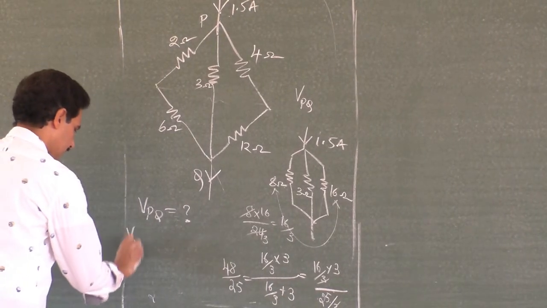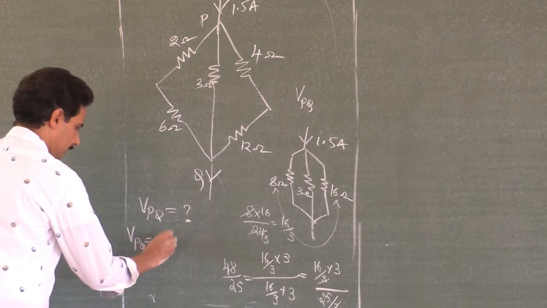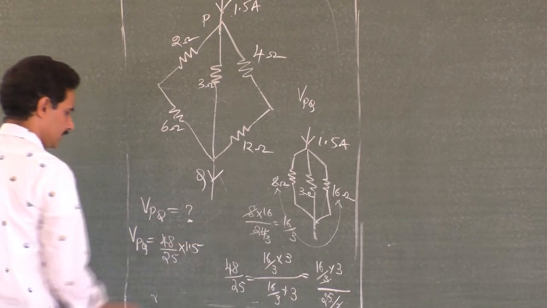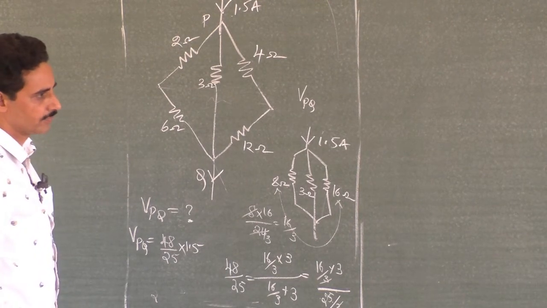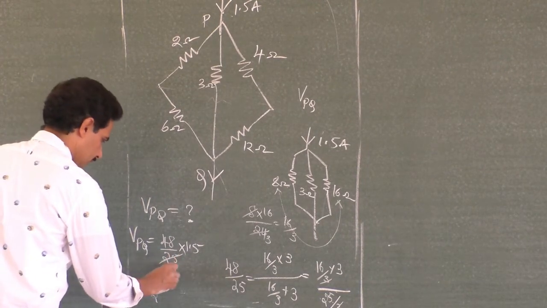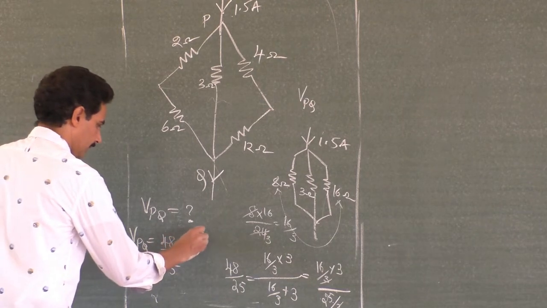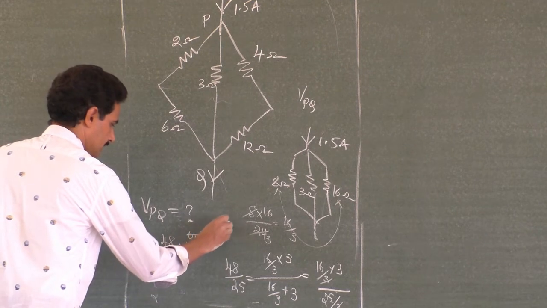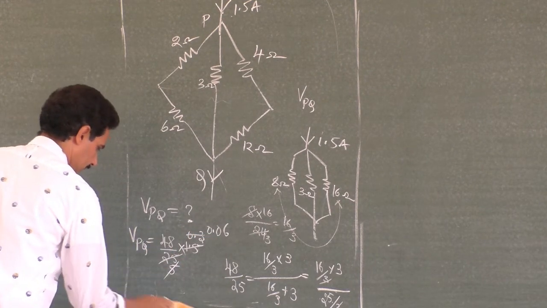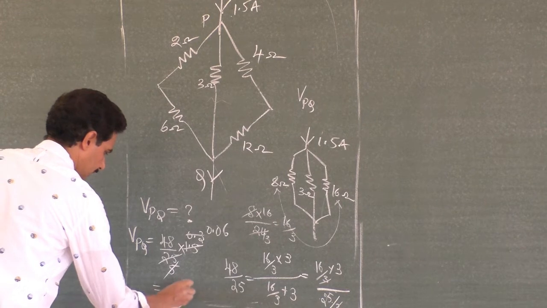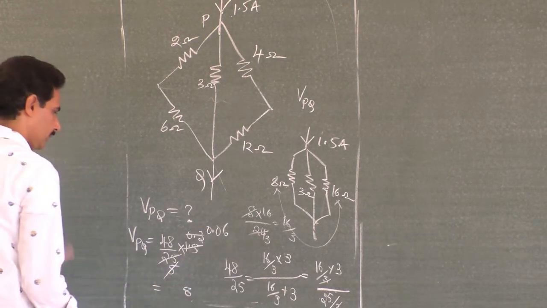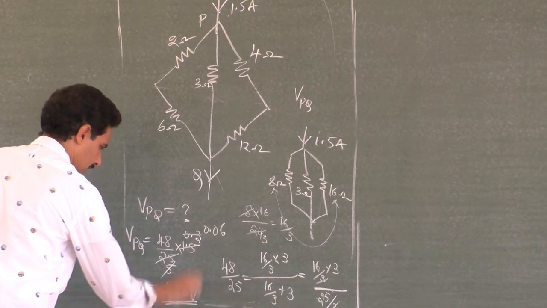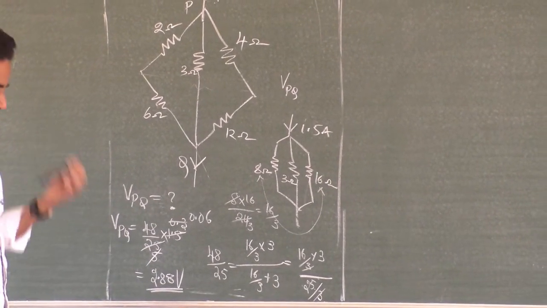What is the potential difference between P and Q? 48 by 25 R into I. V is equal to IR, and I is 1.5 amperes. So I think I have a fraction of currents. Multiply this one here. What is the answer now? That is equal to 2.88 volt. That is the answer. Do we have that answer? Yes, thank God we have the answer.